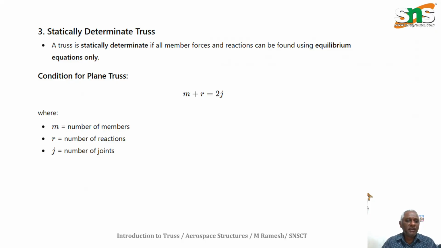Here we are dealing with trusses. So the condition for a plane truss is m plus r is equal to 2j. That means what I told you earlier, m is equal to 2j minus 3. Here the 3 is taken as the reactions. So here m is the number of members, j refers to the number of joints, r refers to the number of reactions. So this is the basic equation to find whether the truss is perfect or imperfect.